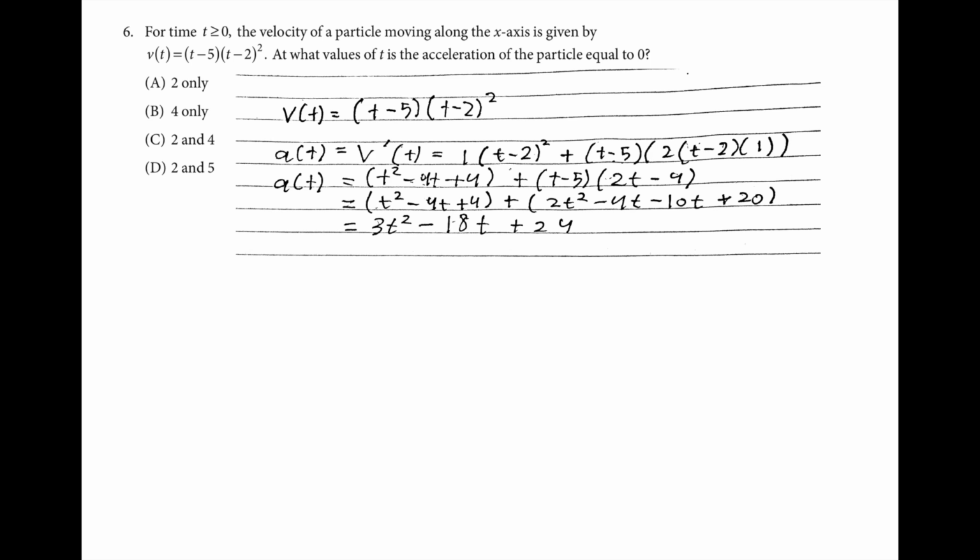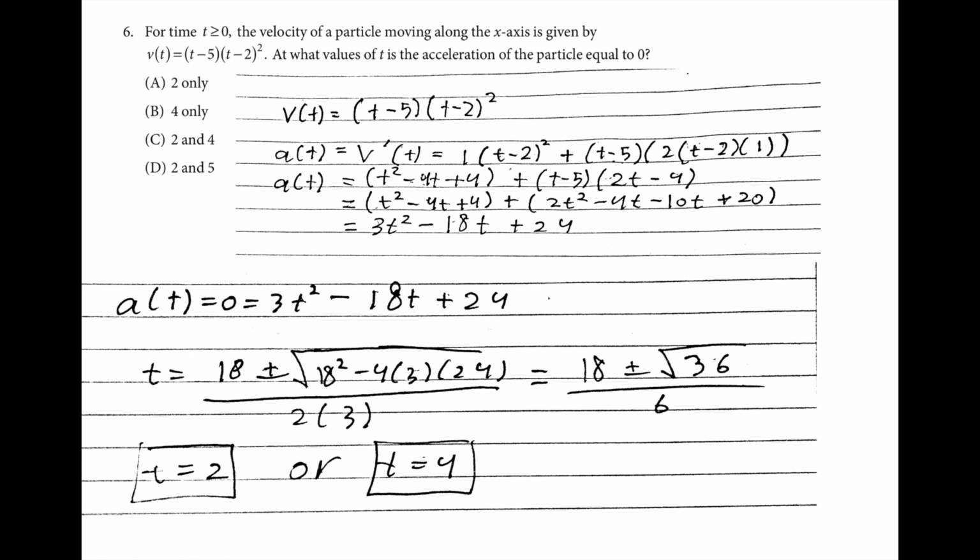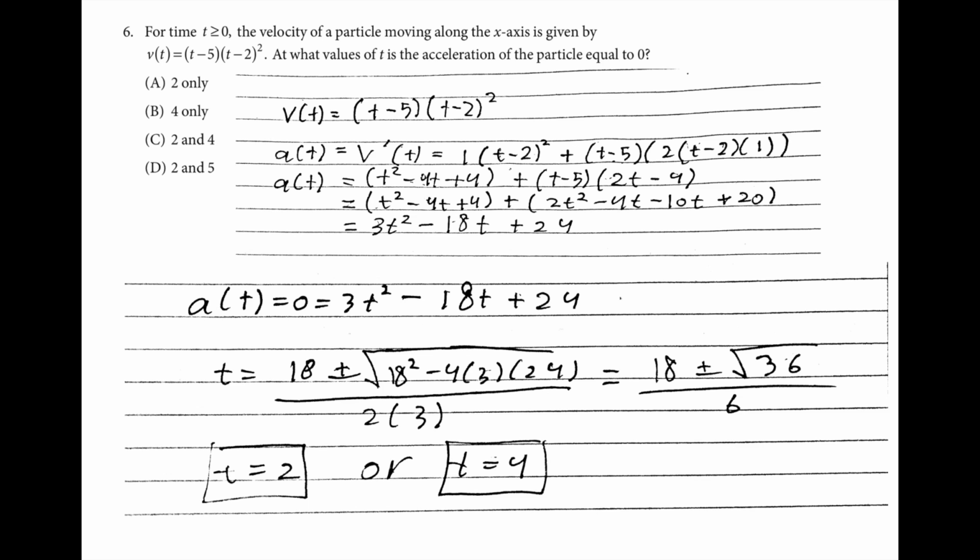So the derivative of t minus 2 squared is equal to 2 times t minus 2 times the derivative of the inside, which is 1. As you can see, we follow the product rule and we get this function 3t squared minus 18t plus 24. Now in order to find the point, we just make it equal to 0 and we have a quadratic equation. Just use the quadratic formula and we get t equal 2 or t equal 4. So the answer is C.